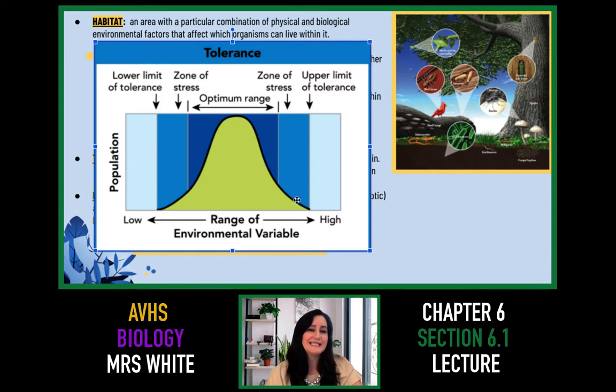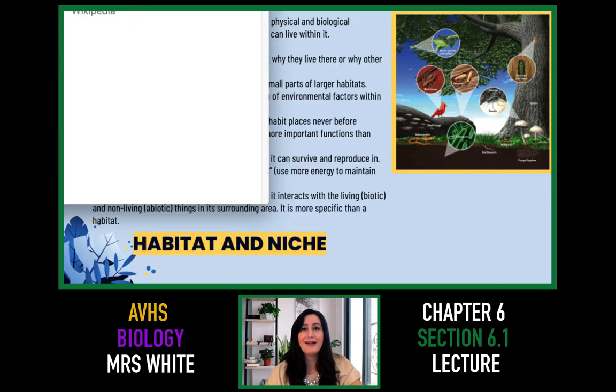And then we see that exact same situation on the right-hand side where we have a stress zone where most will not survive, but some can. And then there's a certain point where it gets too high, where there's just absolutely no tolerance whatsoever and nothing can survive in that range. This bell curve is very, very common, and we see this throughout all different organisms and lots of different types of situations that can be graphed for tolerance purposes.